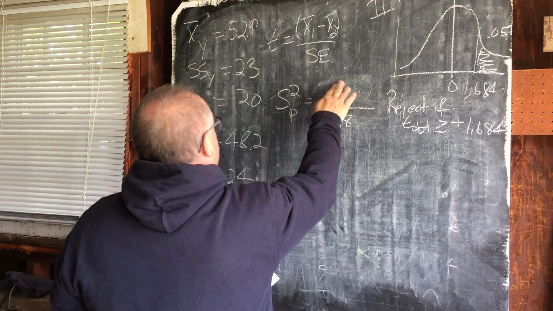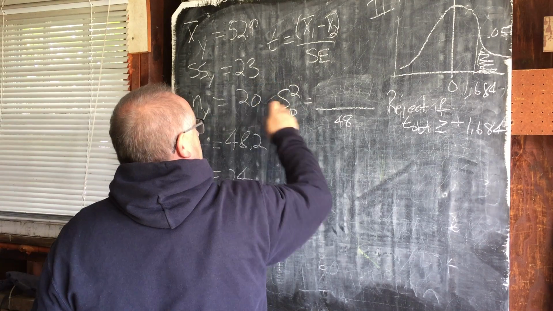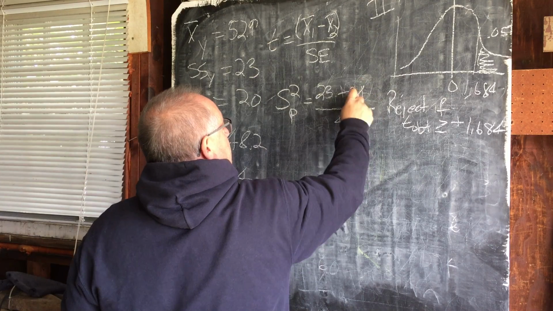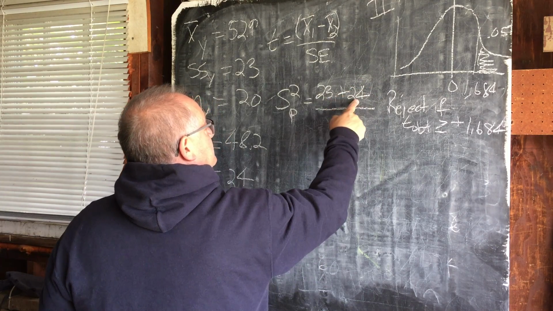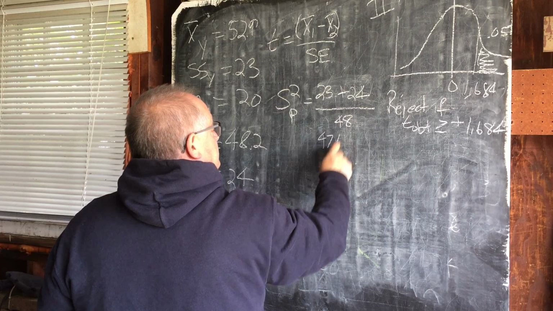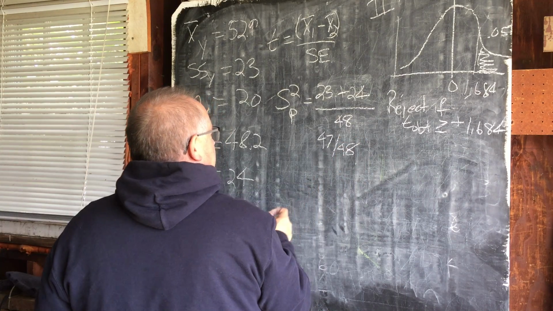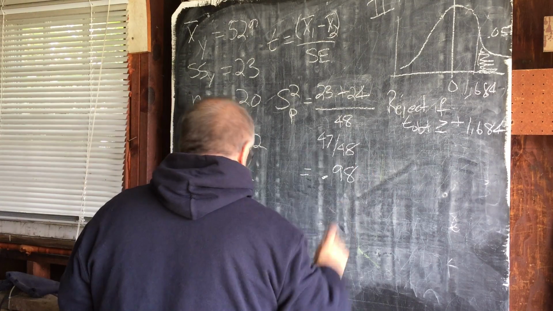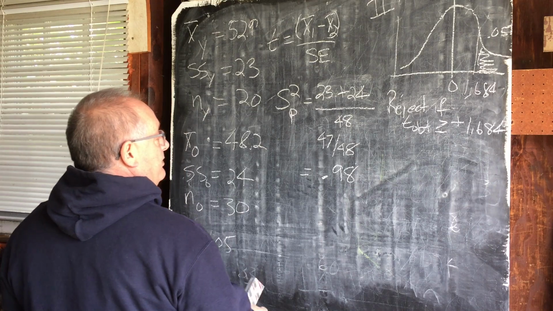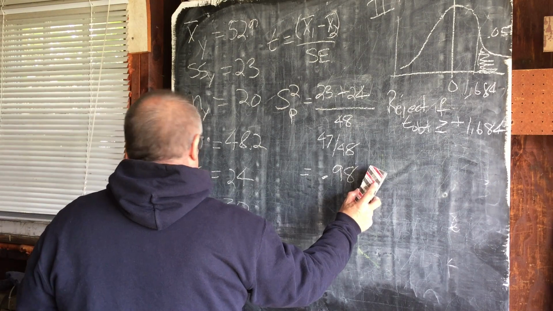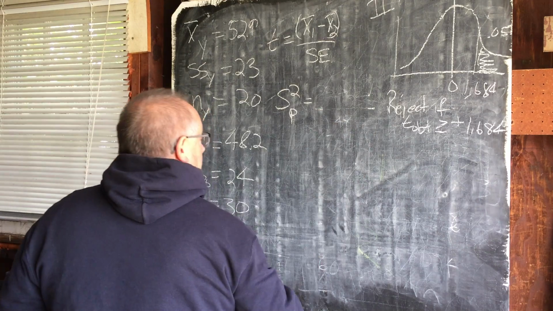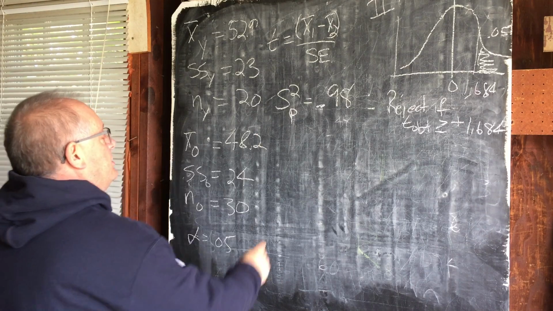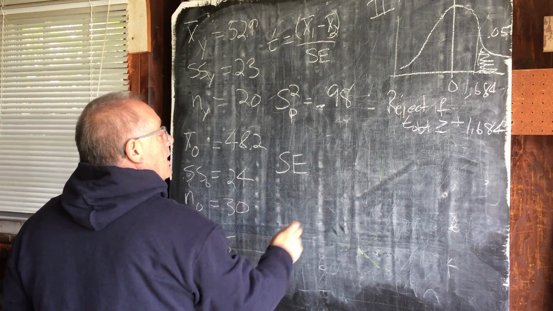Sums of squares 1 is, what do we got? 23 for younger. Sums of squares 2 for older is 24. So I get 23 plus 24 over 48 is 47 over 48, which gives me a pooled variance of 0.98. All right, there's my pooled variance. I'm going to write that. I'm going to put that right here. Pooled variance equals 0.98.